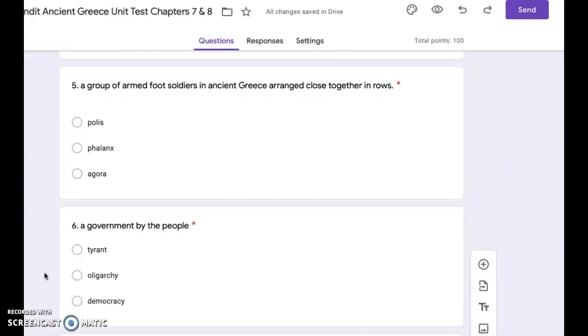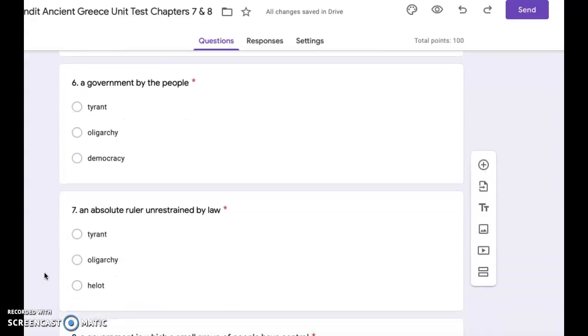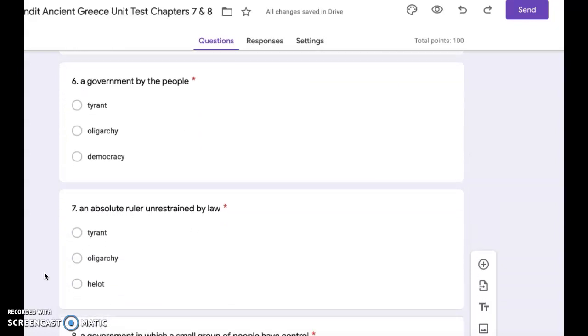Number 5. A group of armed, footed soldiers in ancient Greece arranged close together in rows. Polis, phalanx, or agora. Number 6. A government by the people. Tyrant, oligarchy, or democracy.